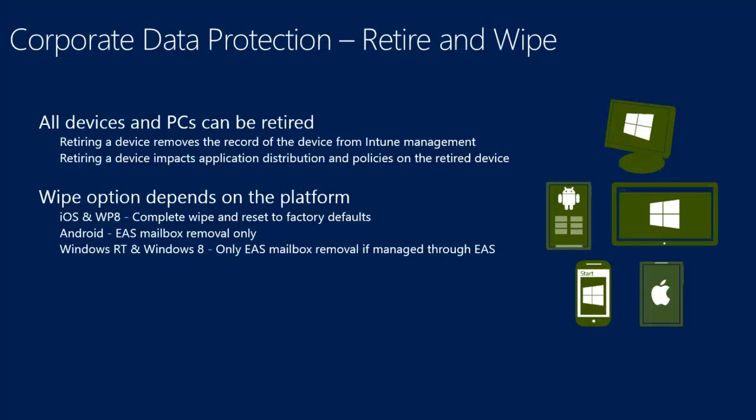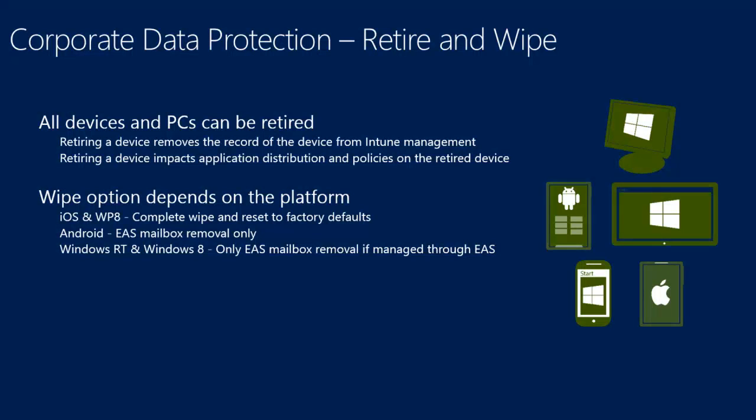In terms of the mobile device management side of things, there are two options we have for devices to protect the data above and beyond that. The first is what happens when a device is no longer needed for corporate access, or the user has left the company and they need to remove the corporate data from their device. We refer to that as retirement. The idea that the corporate management will be taken off the device, and the corporate apps and data need to be removed from the device as well.